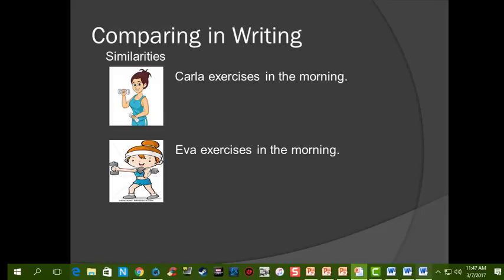So what we do in academic writing, it's common. You start with a sentence like this. Carla exercises in the morning. There you go. Start with a sentence. And then there is a phrase before the subject that you can use to say that Eva also does that. And that phrase is like Eva. This like here has nothing to do with the verb like. It's a completely different expression. It's just showing similarity to Eva.